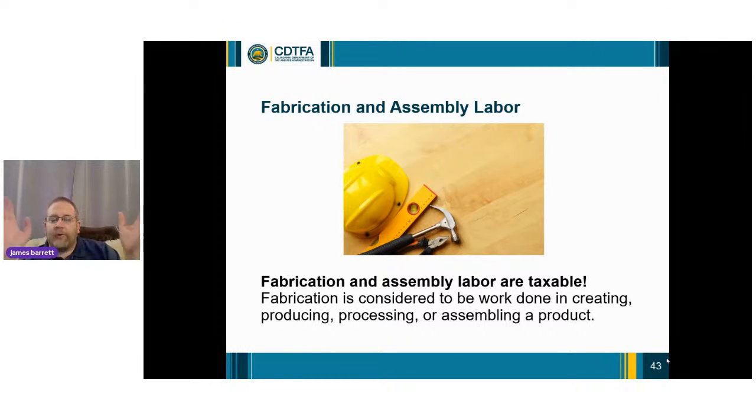Rather than just $100 an hour, you say, okay, $100 an hour for fabrication, $100 an hour for installation, right? If you have to cut up something to make it fit. The fabrication hour would be taxable. The installation hour would not be taxable.